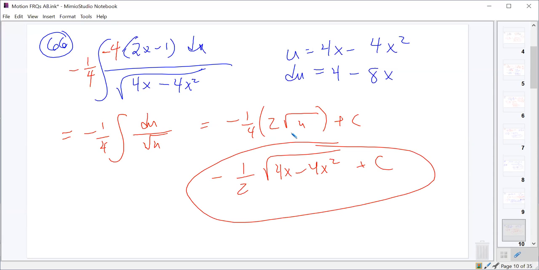Like, it's possible they could have factored a 4 out of that and then pulled the 4 out of the square root, and it would have just been negative square root of x minus x squared. They didn't do that. Good with that? Everybody good with 66? Okay.